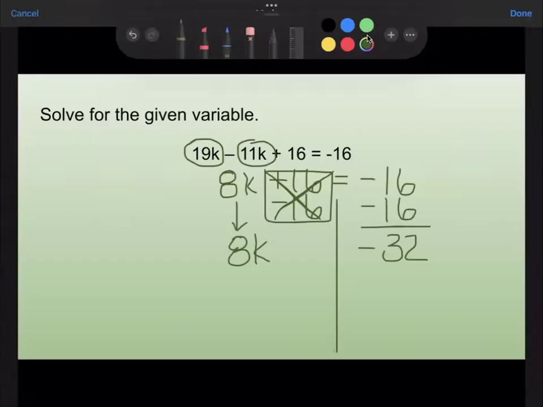Now I need to get the 8 away from the k, so I know what k is equal to. Right now, k is being multiplied by 8, and the opposite of multiplying something by 8 is to divide it by 8. So I'm going to divide both sides by 8. 8 divided by 8 is 1, and 1 times k is just k, so we're going to call those canceled. K equals, on the other side, negative 32 divided by 8 is negative 4. So the final solution here would be that k is equal to negative 4.